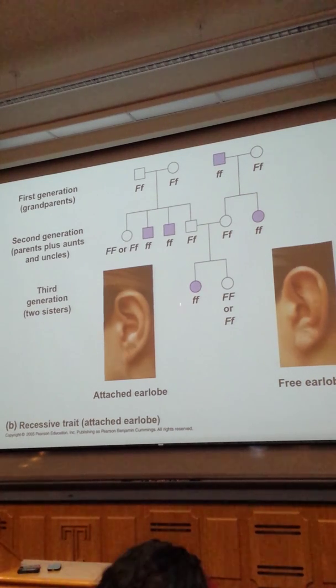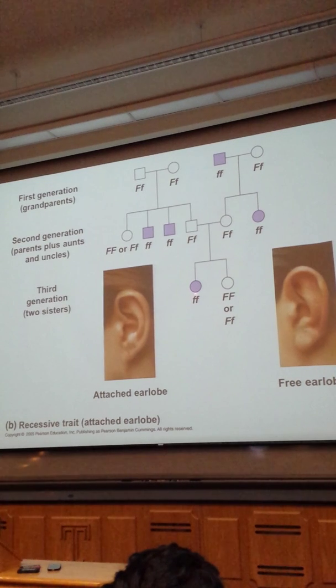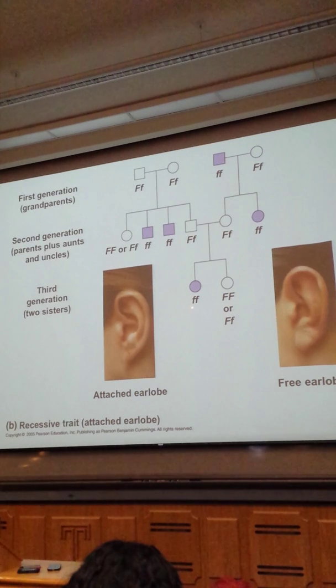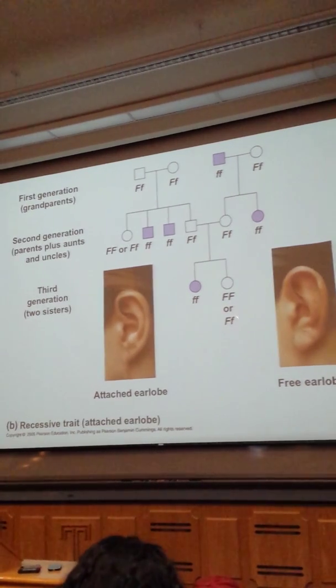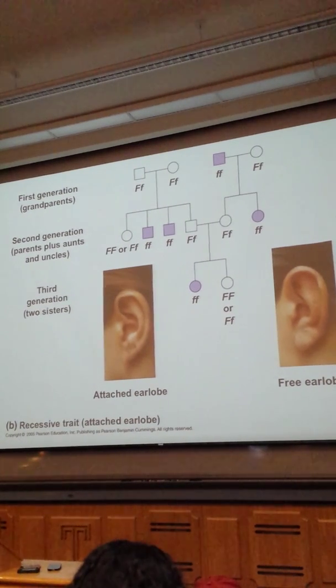You always know the genotype when a person has the recessive phenotype. But if a person has a dominant phenotype, that individual can be homozygous dominant or heterozygous with the dominant allele. Okay? We are all right with this? It's logic.